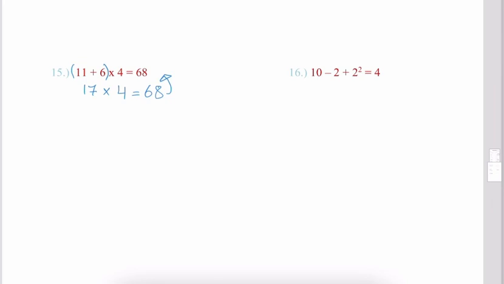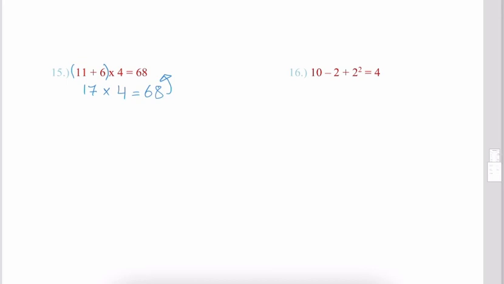Question 16. We have 10 minus 2 plus 2 power 2 equal to 4. Let's try to perform this using the regular order now. 2 power 2 is 4. We have here 10 minus 2 plus 4. 10 minus 2, this would be 8. 8 plus 4, this would be 12. And this answer does not match the answer given in the question. So we have to erase and start all over again.